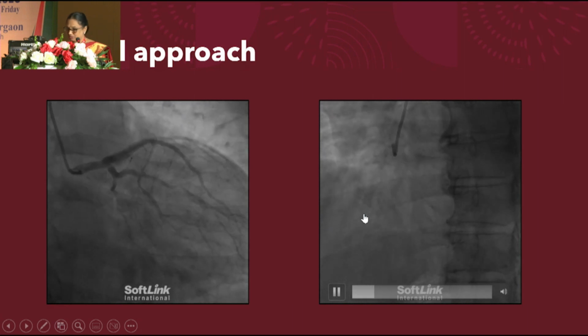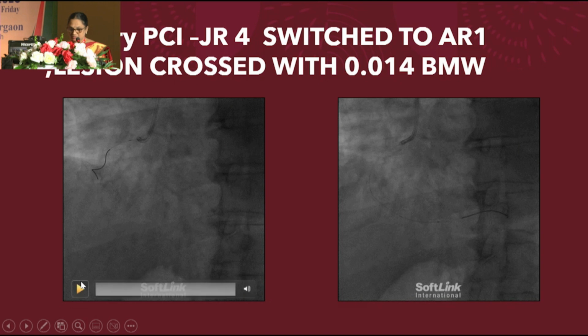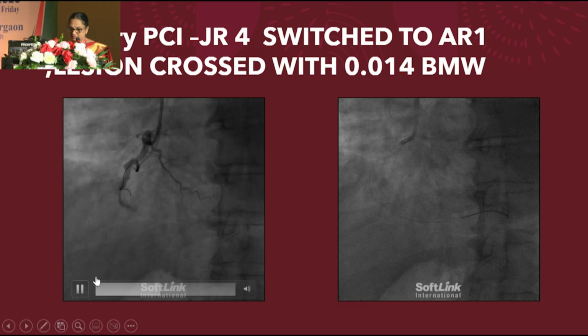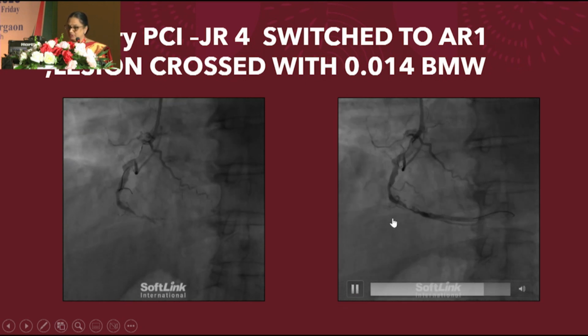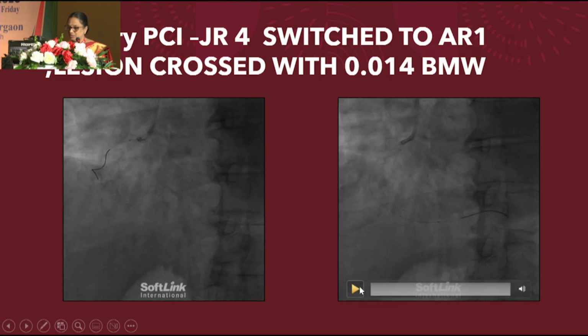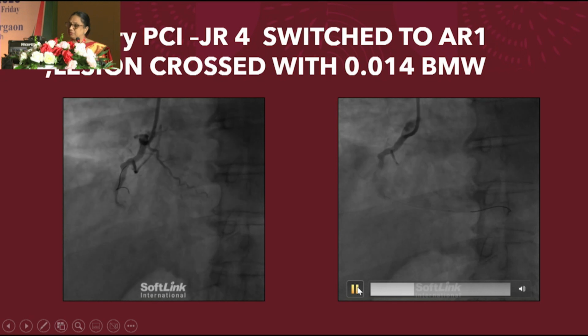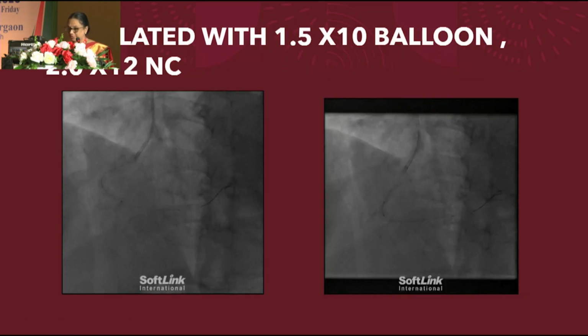I took this patient via a radial approach. Initially I took a JR4, and the JR4 did not give any support to get the wire across. So I switched to an AR1, and with this I could get across to the distal vessel, and there was TIMI 3 flow. At this point, the patient developed hypotension and bradycardia. He was at 70/40 BP and was started on NORAD.